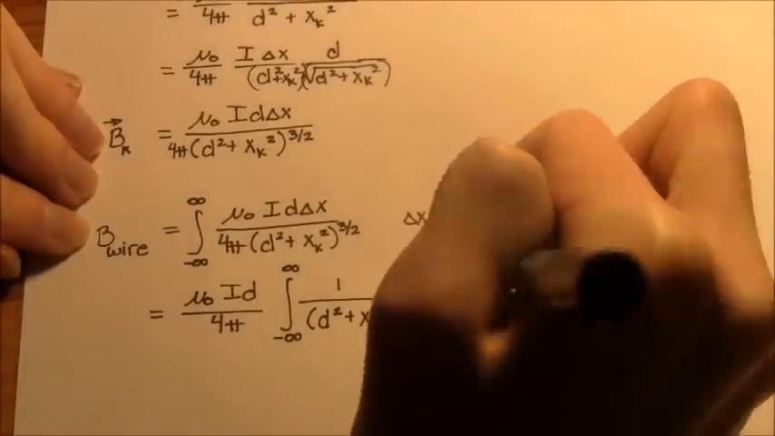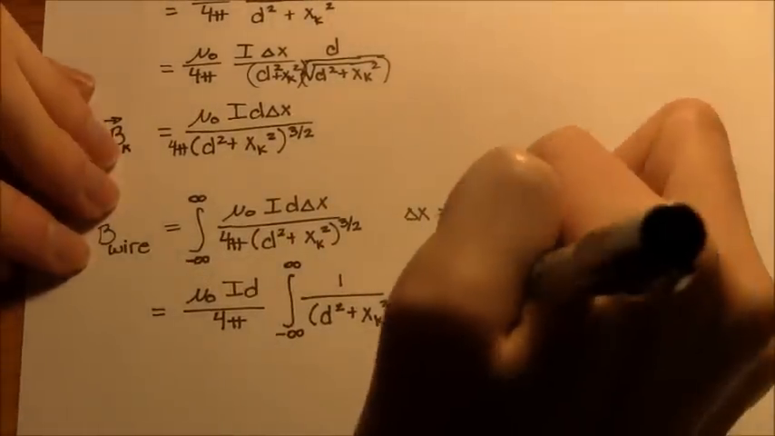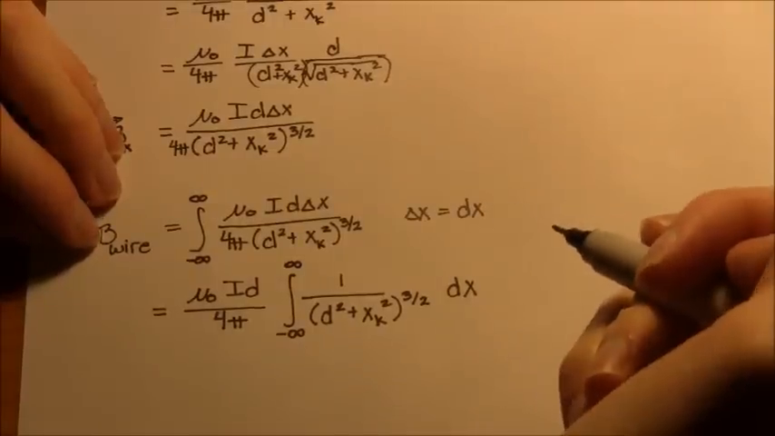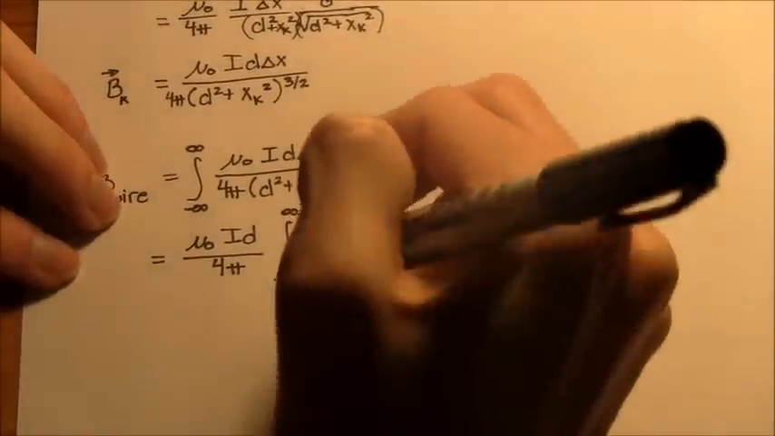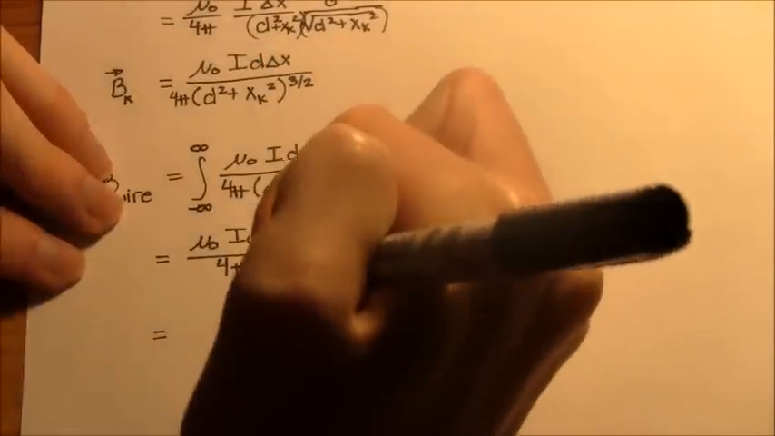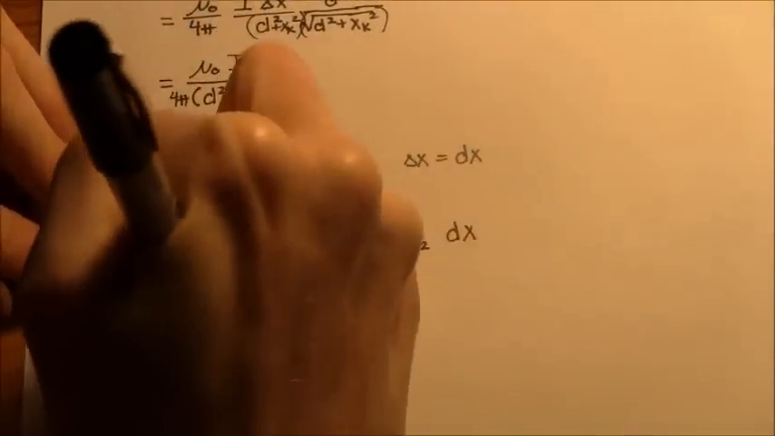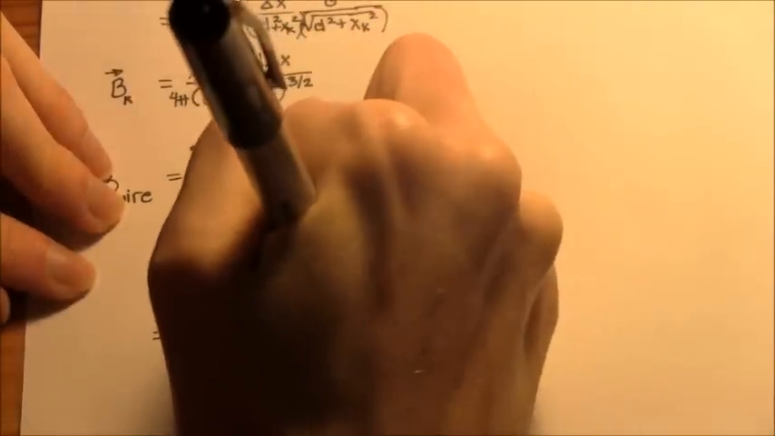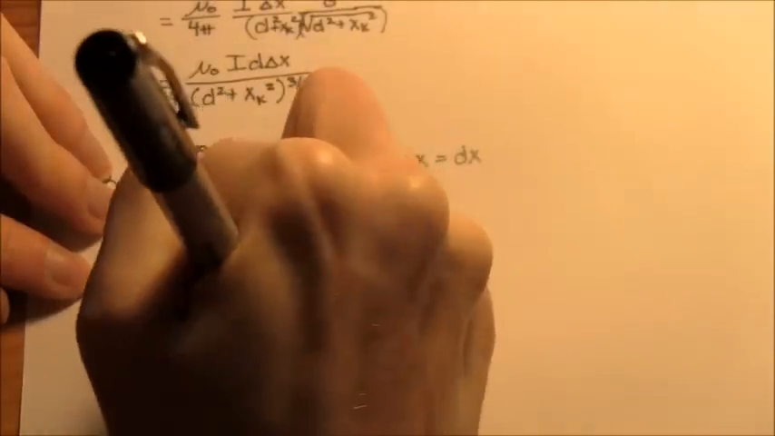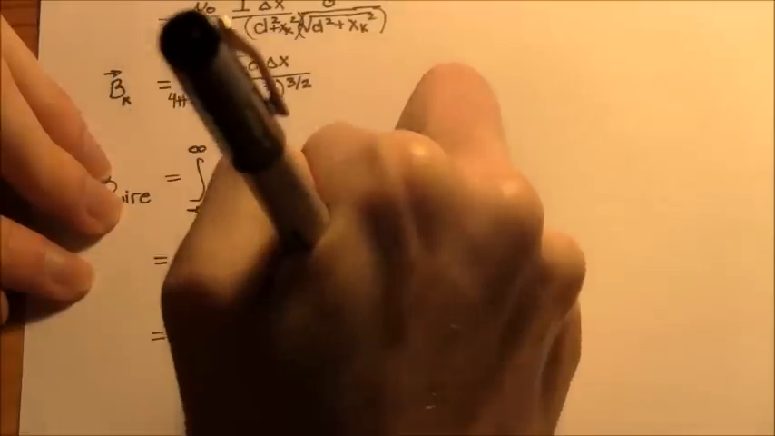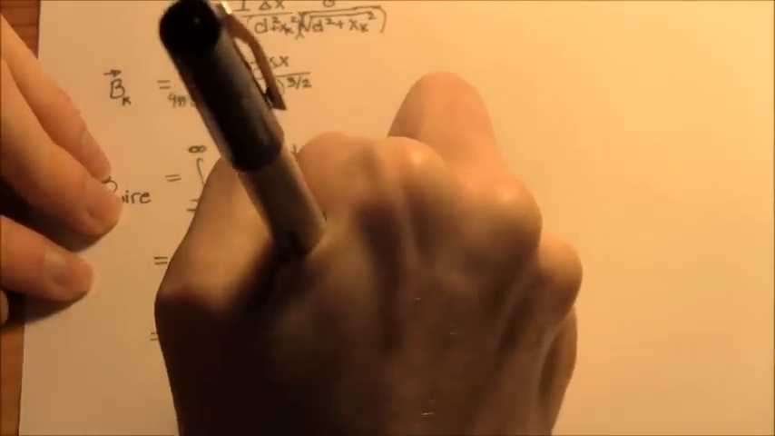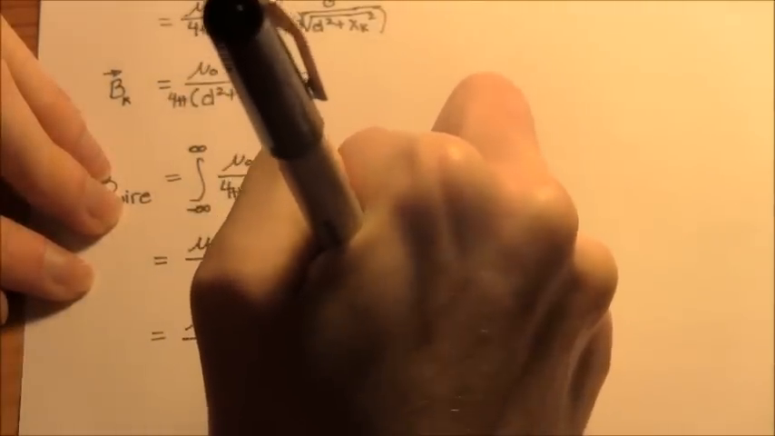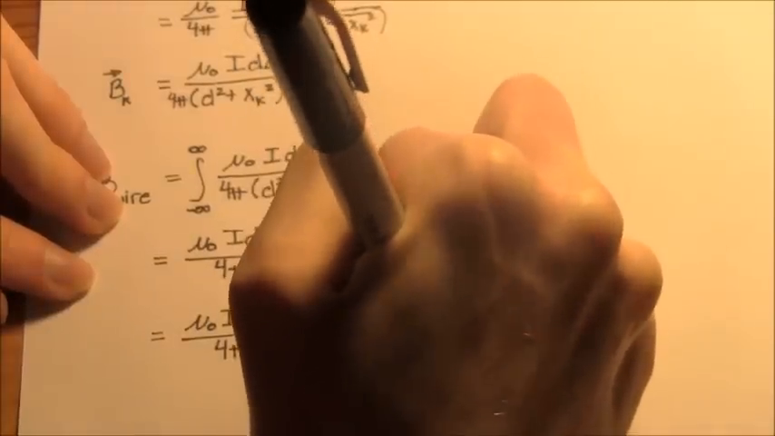Now this integral is rather complex, so you can just use the integral table found in the back of the book, which tells us that this integral is equal to the constants times x over d squared times the square root of d squared plus xk squared, evaluated from negative infinity to infinity.